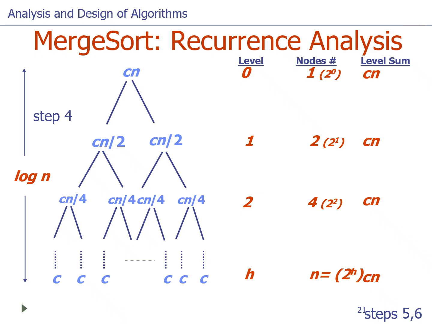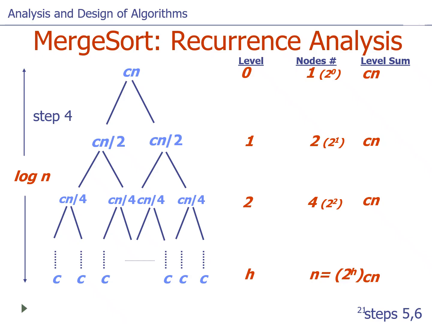Now, to do the manipulation I'm going to show you, I will express the number of nodes in every level as a power of 2. So the number of nodes in the first level is 1, that's 2 to the 0. Number of nodes in the second level, which is level 1, is 2, which is 2 to the 1. Number of nodes in level 2 is 2 to the 2, which is 4.